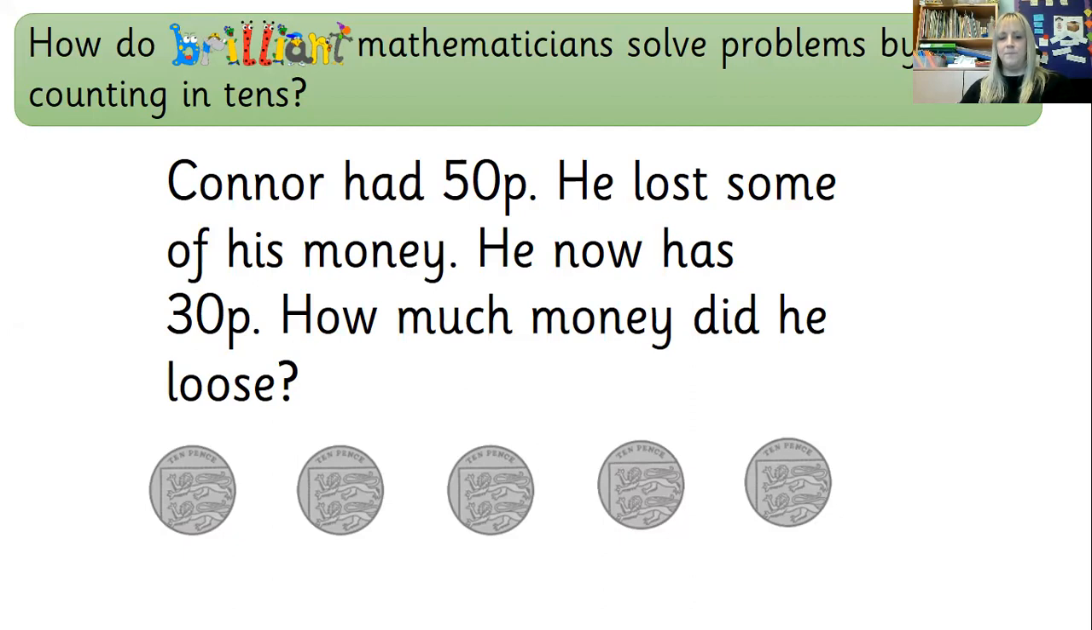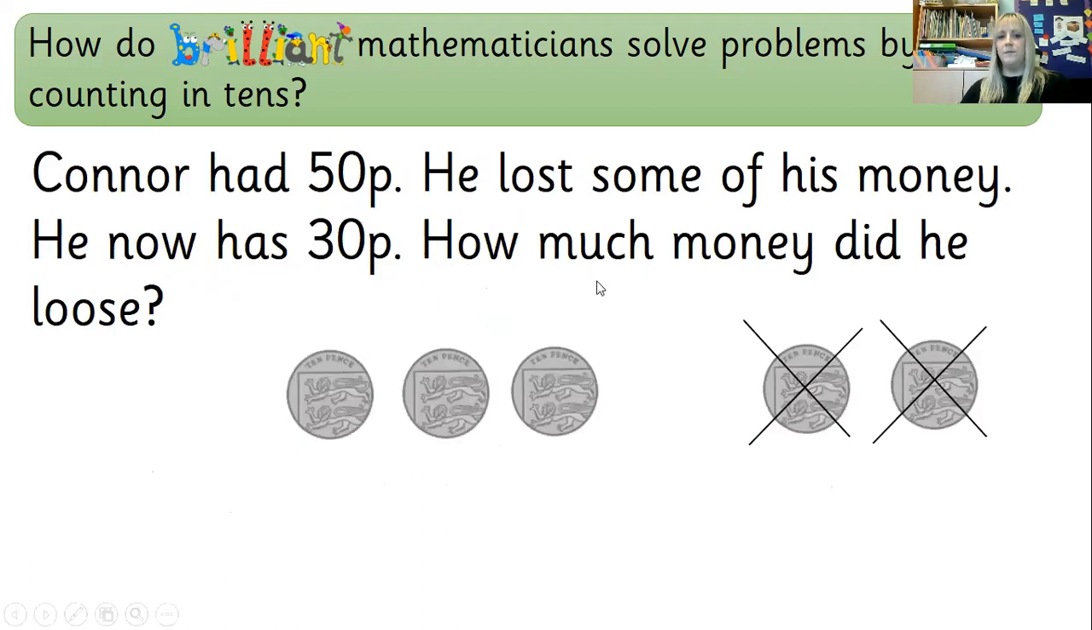Connor had 50p. So you can see 50p. So the first thing I've done is I've laid out my 10p coins, so that I've got 50p. So we can see 10, 20, 30, 40, 50. And I know I only need 5 10p coins to make 50p. So they are all there. He lost some of his money. Oh no, so some of that's gone missing. He now has 30p. Oh dear. So now I've just pushed 3 of those coins together, because 10, 20, 30, that makes 30p. I've pushed those together, and I can see now that Connor has lost 20p. That's how much he lost.